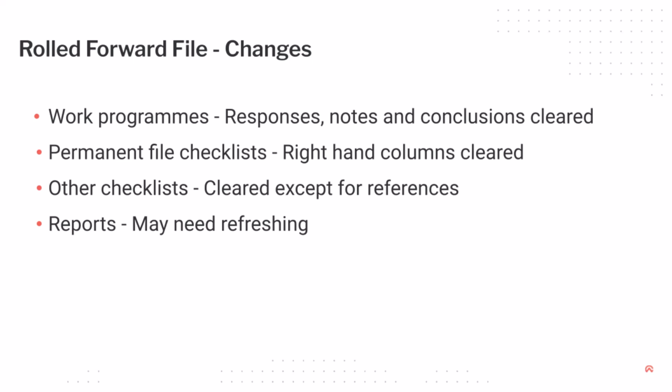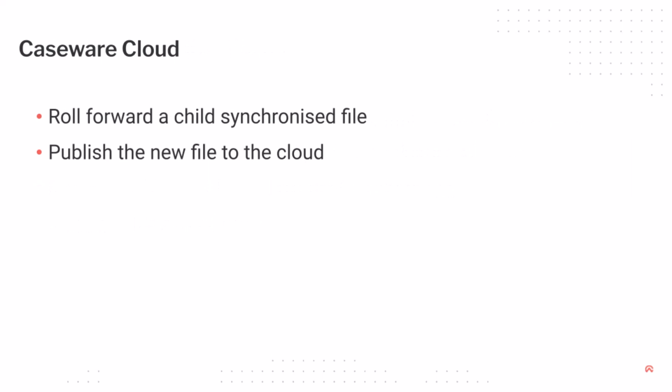Note that in the roll forward files, some of the reports may need refreshing. For example, the partner and manager summary will need to be refreshed to include the roll forward risks, and similarly, the B32 FSA may on occasions need refreshing too. Where files are synchronized using Case4Cloud, a roll forward should be carried out on a child version of the file, and the new file should then be published to the cloud.